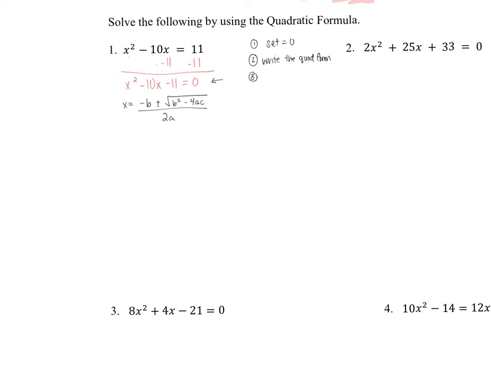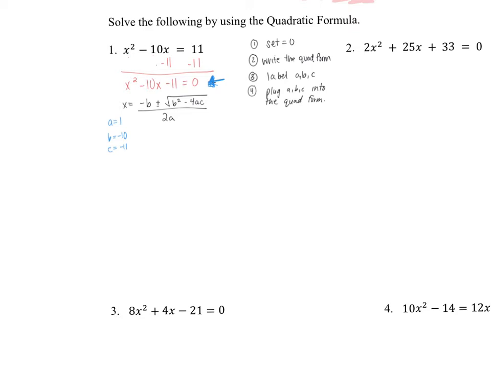Then step 3 is to label a, b, and c. Like when we were factoring back a couple weeks ago, we are going to label a, b, and c. In this case, a is 1, b is negative 10, and c is negative 11. So we are looking at our standard form quadratic function to find a, b, and c. So we have labeled a, b, and c. Now, step 4 is to plug a, b, and c into the quad formula. So we are plugging that back into the quad formula.